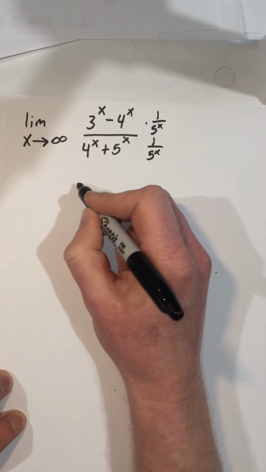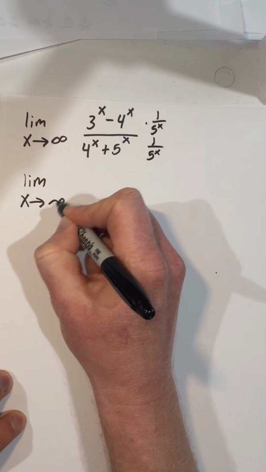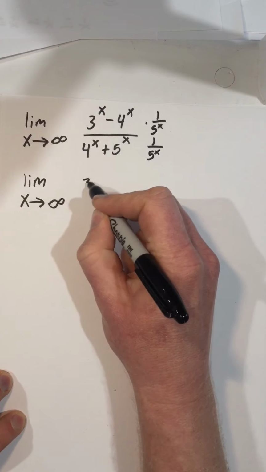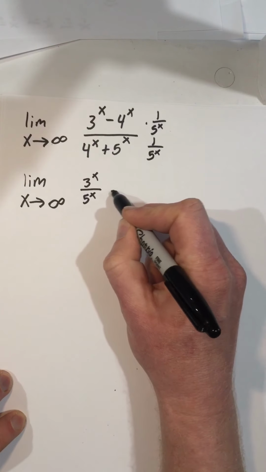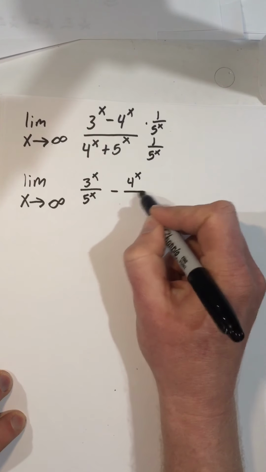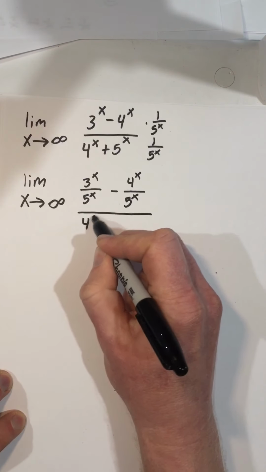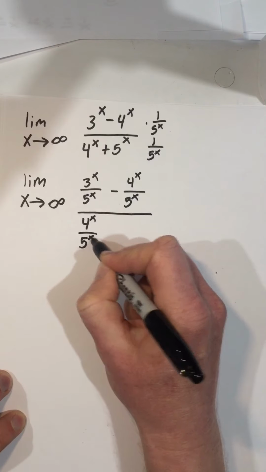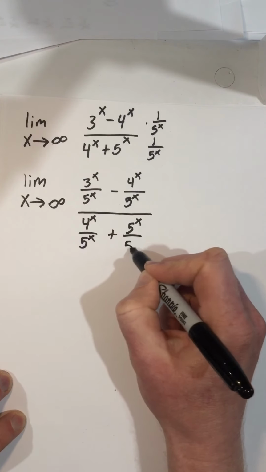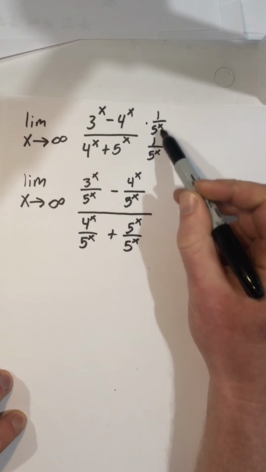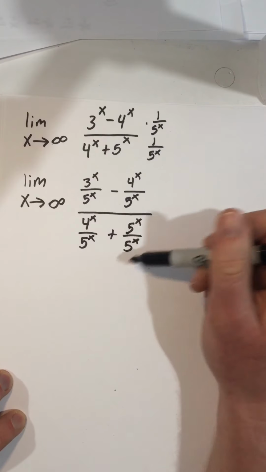When I multiply that, I end up with the limit as x approaches infinity of 3 to the x over 5 to the x minus 4 to the x over 5 to the x, over 4 to the x over 5 to the x plus 5 to the x over 5 to the x. Now remember, by multiplying by the same thing on top and bottom, I didn't change the problem. It's still the same problem. I'm just altering its look.